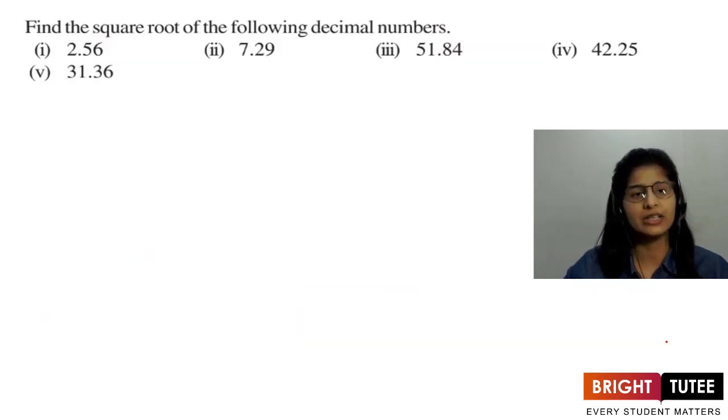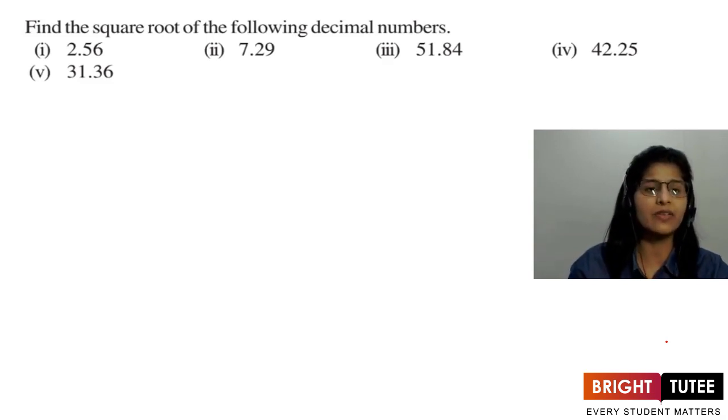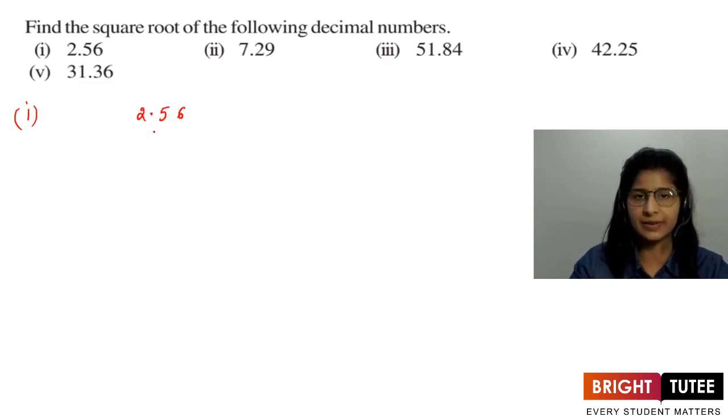Here is a question in which we can see all the numbers are decimals, and we have to find the square root of these decimal numbers. So let's start solving it one by one. The first number that we see here is 2.56. To calculate this, we write 2.56, so this is one bar and this is another bar.